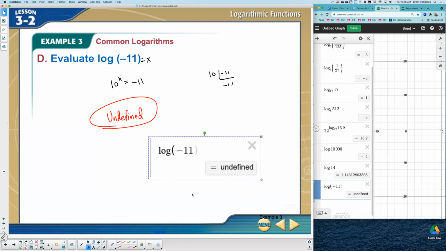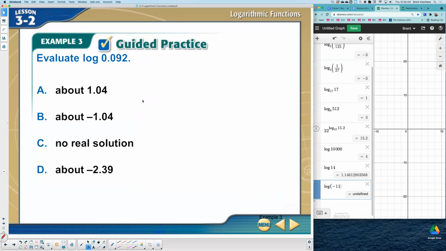All right, and now let's let you try your DOL. You can use your calculator to come up with a solution.